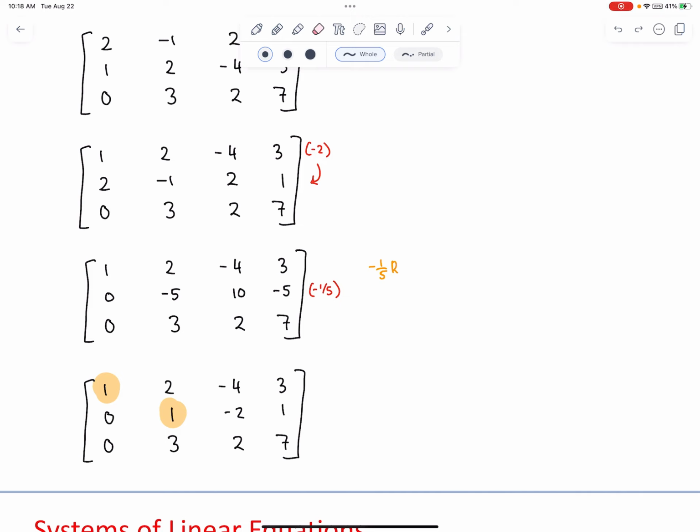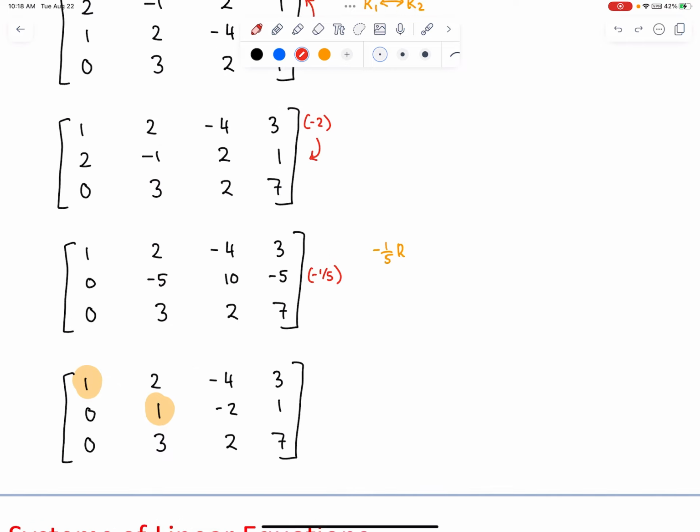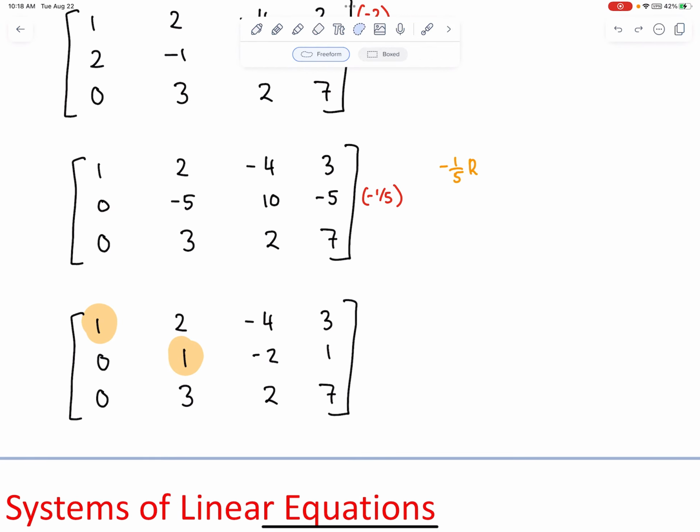So I'm going to focus on just getting the 3 to become a 0. So I'm going to use the third row operation. Once again, I'm going to use this leading 1 right here to get the 0 down below. So I'm going to multiply the second row temporarily by -3, and then add that to the third row in order to change the third row.